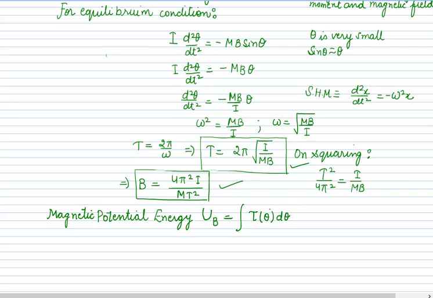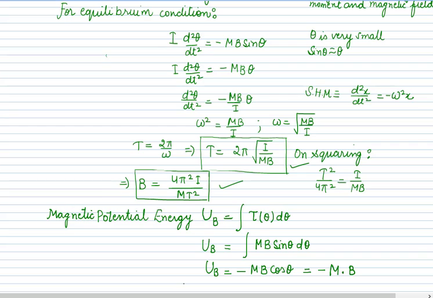And the tau is m cross B, MB sine theta. So just put the value of tau. This is MB sine theta d theta. So MB is constant, it will be out of this integration. All you have to integrate is sine theta d theta. And the integration of sine theta is minus cos theta. So this magnetic potential energy will be equal to minus MB cos theta. And cos theta always symbolizes a dot product. So we can also write it down as minus M dot B. So the magnetic potential energy is always minus M dot B or minus MB cos theta.